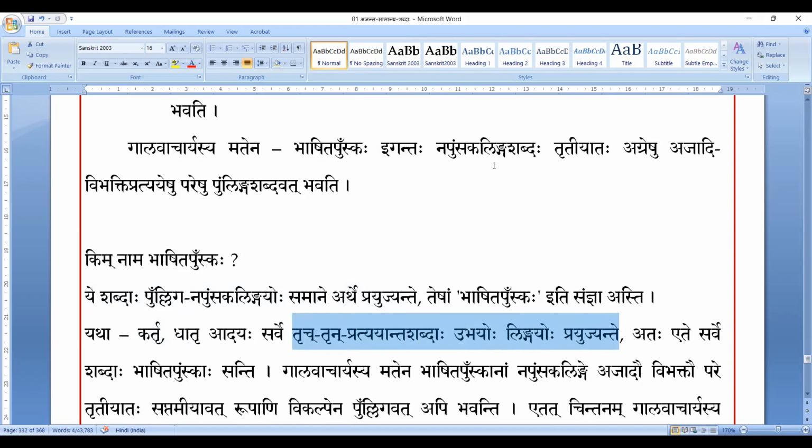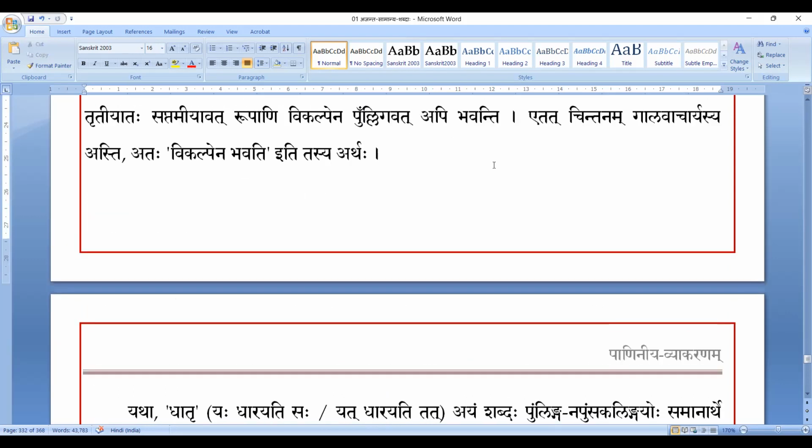Ataha, Yete Sarve, Bhashita Pumskaha Santi. So therefore, Gavala Acharya Matena, Bhashita Pumskanam, Napumsakalinge, Ajadi Vibhakti Pratyaya Pare, starting from Tritiya, Tritiyataha, Saptami Yavat, up to Saptami Vibhakti, Ajadi Vibhakti Pratyayeshu Pareshu, Rupani, Vikalpena, Pullingavat, Bhavanti. Optionally, we will have Pullinga Rupam also. Eta Chintanam, Gavalacharasya Asti, Ataha, Vikalpene Bhavati Ityartaha. Therefore, there's a Vikalpa, Vibhasha.